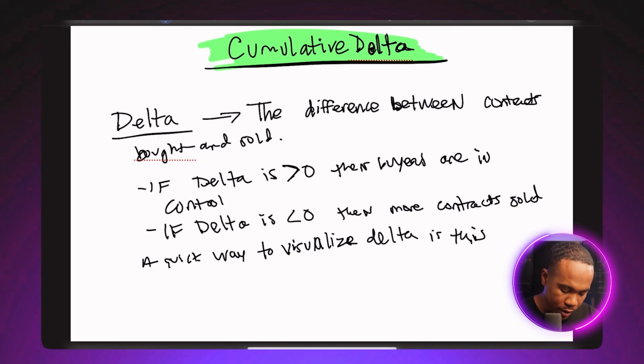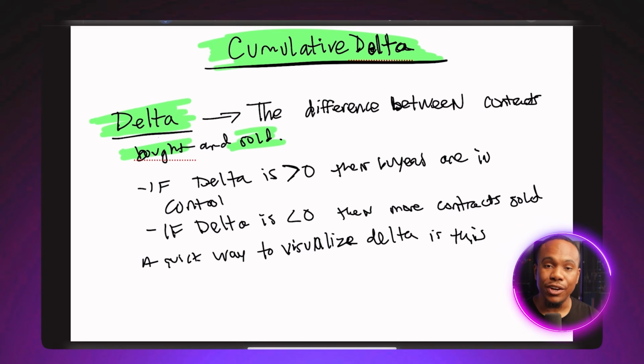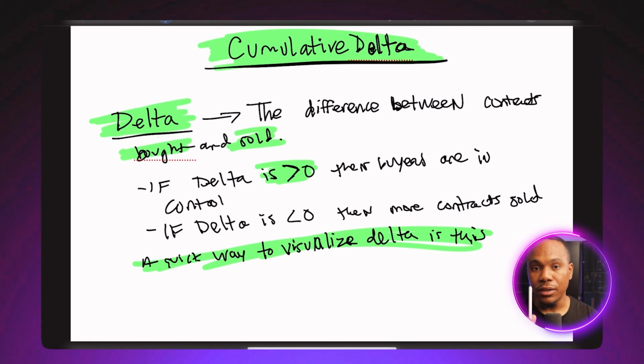This has helped them. So remember, delta is the difference between the aggressive shares that are bought or sold. So if delta is greater than 0, the buyers are in control or more aggressive. If delta is less than 0, then the sellers are more aggressive. Now, we want a way to visualize this. And that's where the cumulative volume delta indicator comes in. So here's how it works.